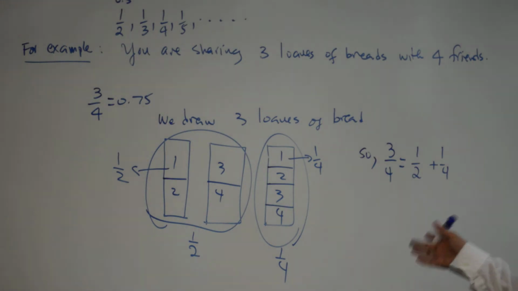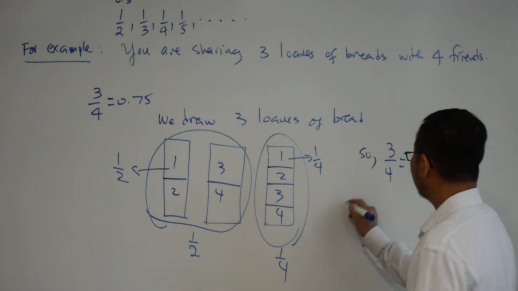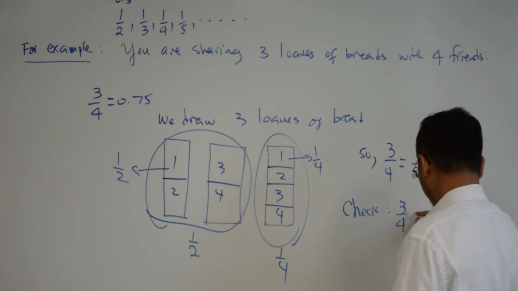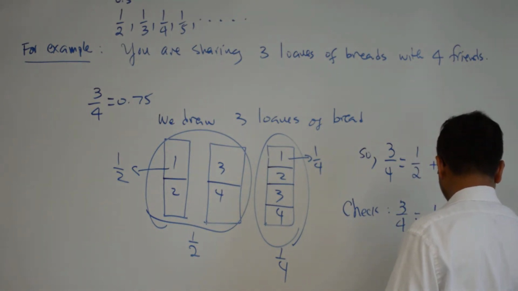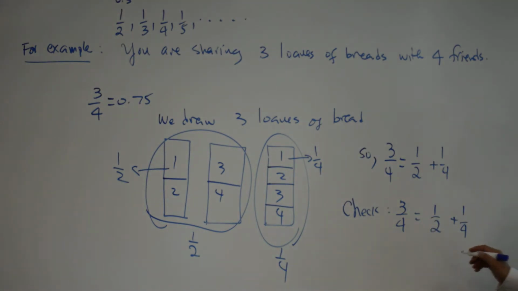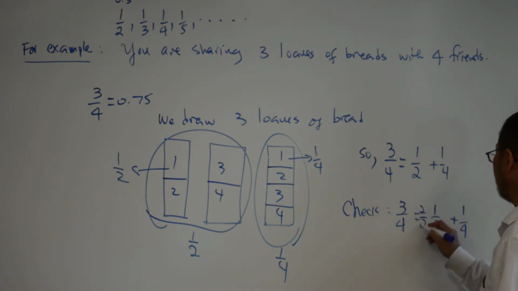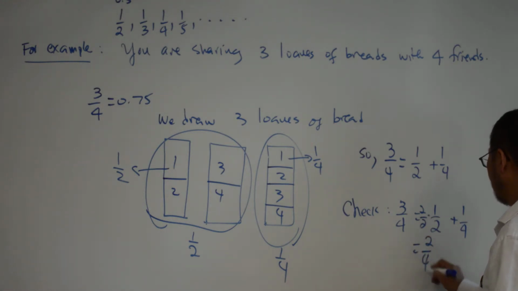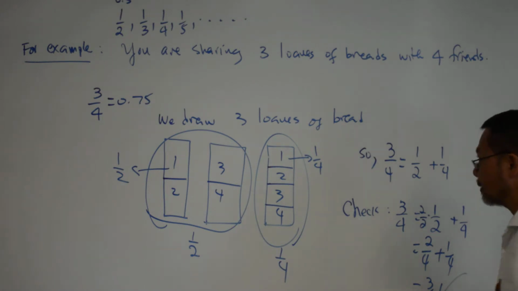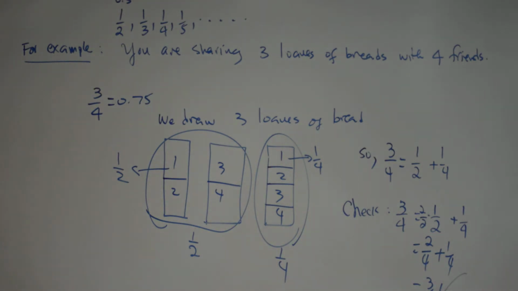Yes? Okay, let's check it. Make sure it's correct now. So 3/4 equals 1/2 plus 1/4. We have to find the common denominator, so multiply by 2/2. So 2/4 plus 1/4 is 3/4, right? Yes. So as long as you check that your answer is correct, then you're good.